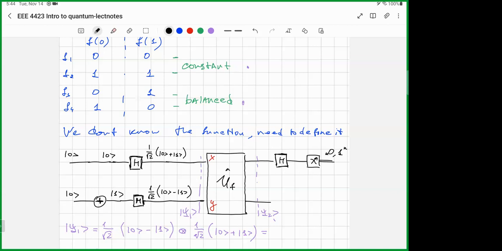So it's kind of doing this measurement, or exploring both opportunities, simultaneously. Okay, so in the classical case, as we discussed, defining the type of the function requires two calls.